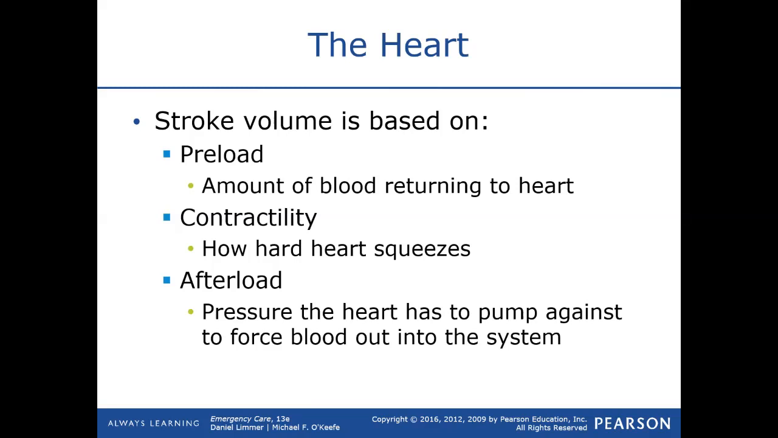Contractility, okay, how hard does the heart squeeze? Okay, and then afterload. The pressure the heart has to pump against to force blood into the system. So if your blood vessels are real small or you got blockages, okay, how hard does the heart have to squeeze to get that same amount of blood out to the body that it needs.